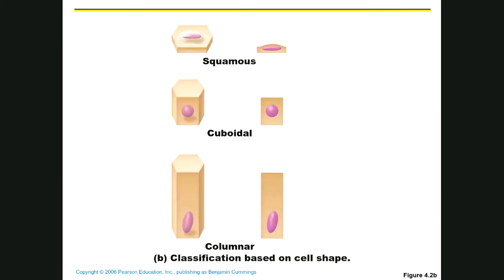So here's squamous. Look at it. There's from the top, and there's from the side. There's cuboidal. There's from the top. There's from the side. And there's columnar. There's the top, and there's the side. So again, this looks like a fried egg. This looks like a cube. And this looks like a column. And then look, there's our round nucleus, and it's right in the middle. And here's our oval nucleus, and it tends to be down at the bottom. Can everybody pick out the different shapes?